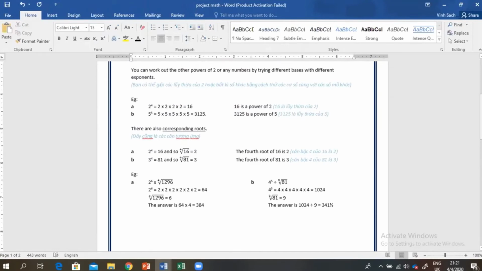For each of them, there are corresponding roots. For example, 2 to the 4th power equals 16, and so the 4th root of 16 equals 2. 3 to the 4th power equals 81, and so the 4th root of 81 equals 3. And here are some examples of powers and roots. Below are some quizzes and a worksheet that you can try.